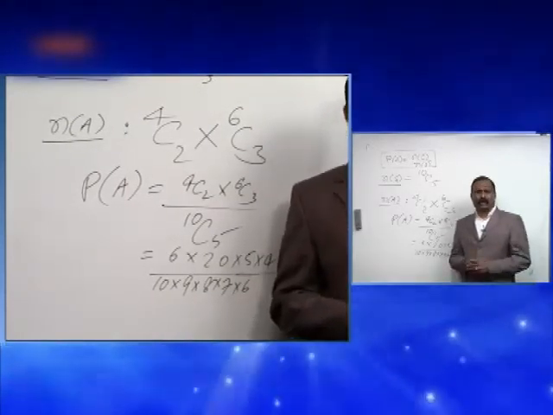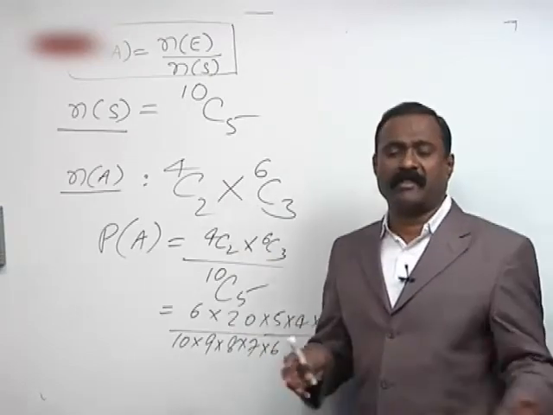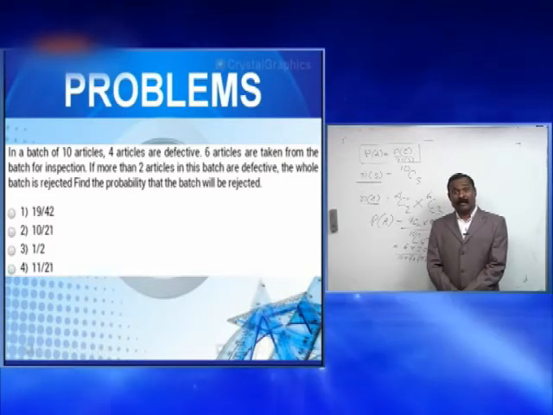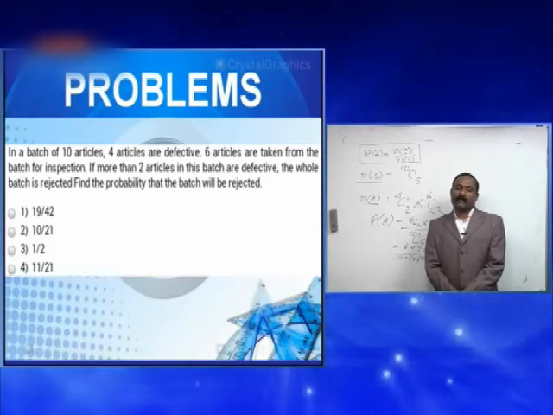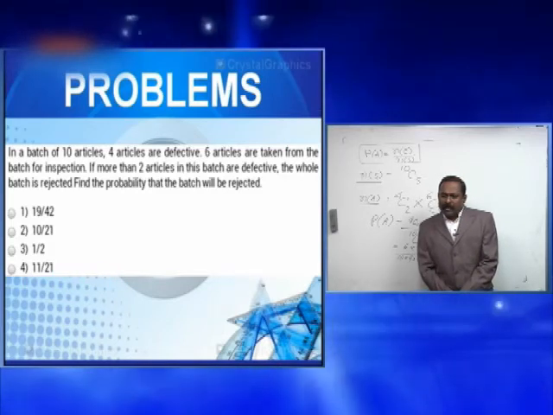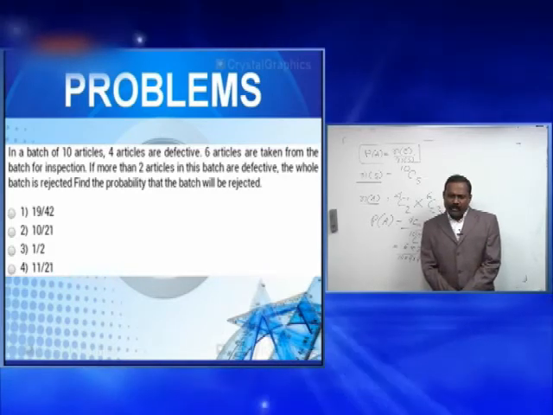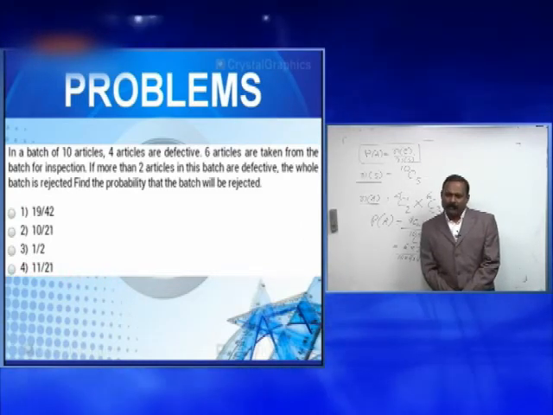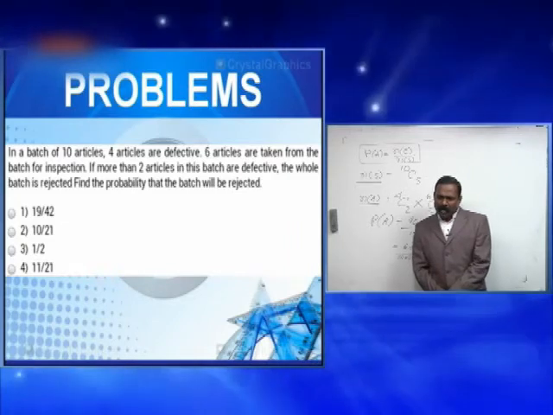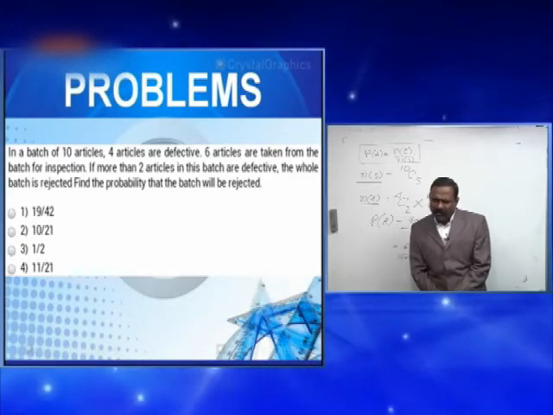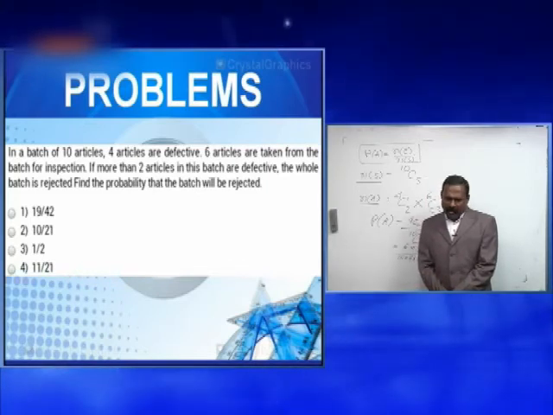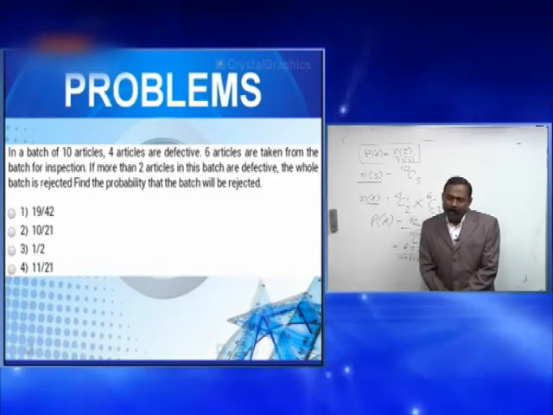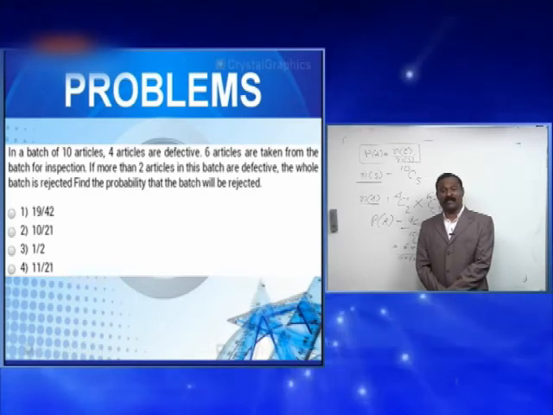Try a similar problem. Please go forward. In a batch of 10 articles, please go through that. It is your homework. In a batch of 10 articles, 4 articles are defective. 6 articles are taken from the batch for inspection. If more than 2 articles in the batch are defective, the whole batch is rejected. You find the probability that the batch will be rejected.